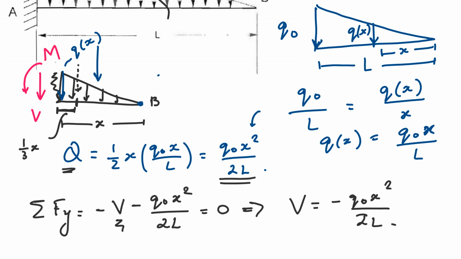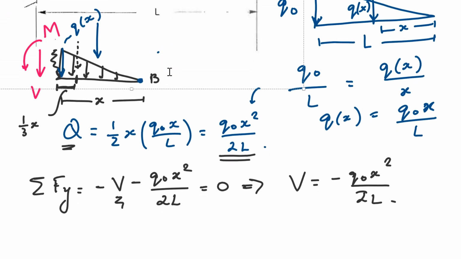Okay, next order of business. Let me scroll down here. Sum of the moments, okay? Sum of the moments about this left endpoint. First of all, we have this bending moment M. And let me just write here, sum of the moments about this endpoint is going to be equal to 0. So M, this is a counterclockwise moment. Counterclockwise, we usually say it's positive.